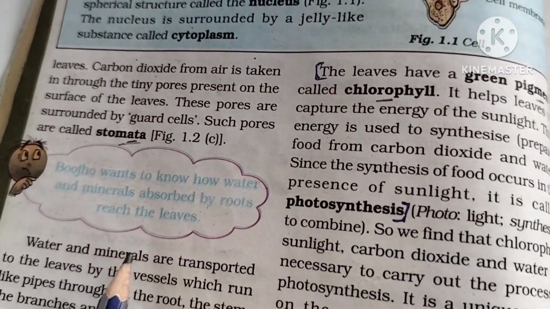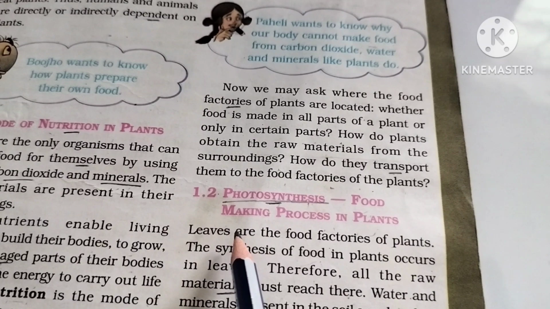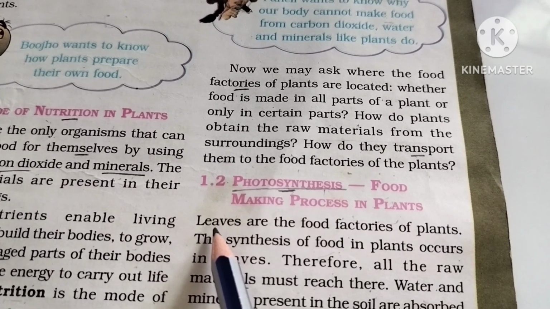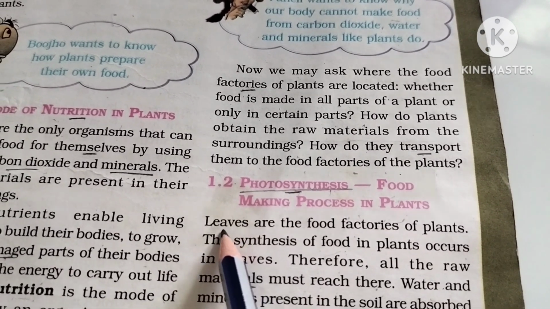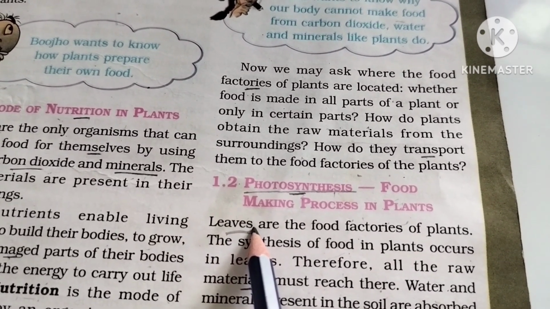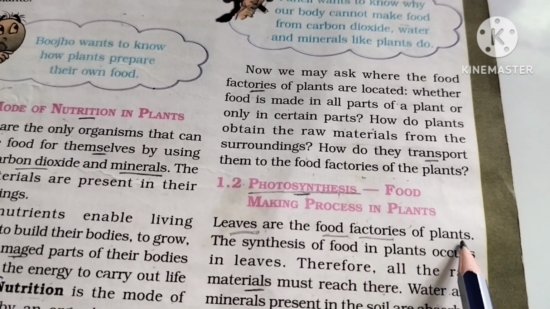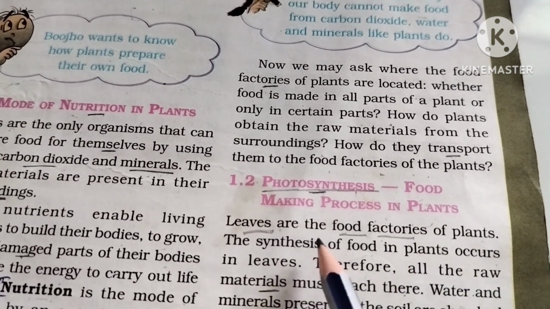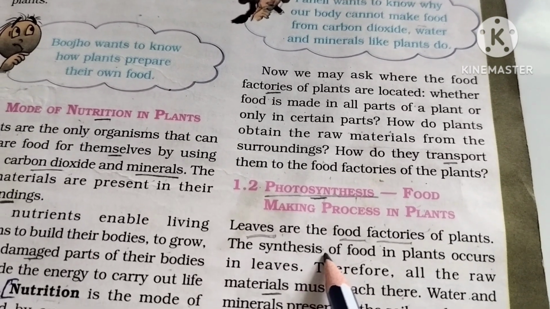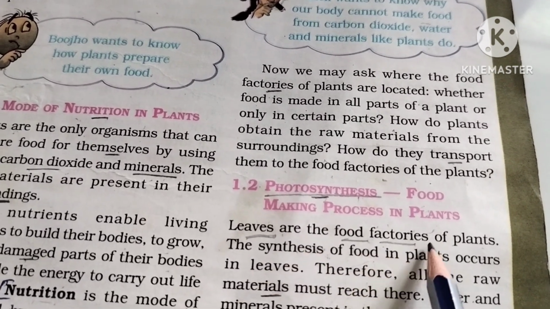Leaves are known as the food factories because photosynthesis is carried out in the green part of a plant. Leaves are the green part, and they are present in abundance on a plant. These leaves have an abundant number of chlorophyll pigments. In the leaves the green pigment is necessary for food production, for food synthesis. That's why leaves are known as the food factories of plants.